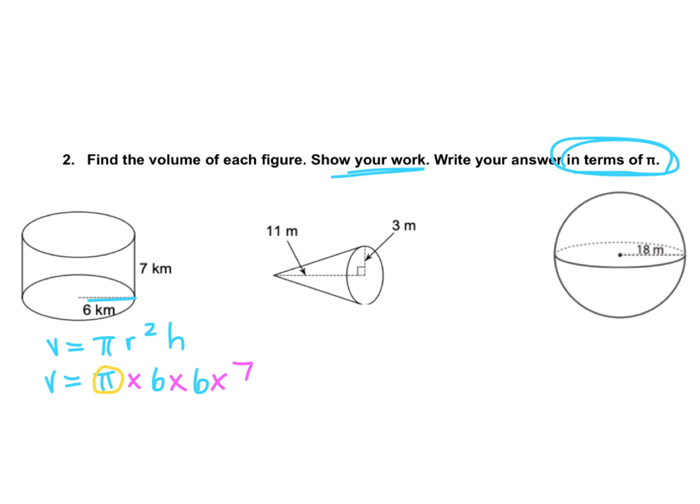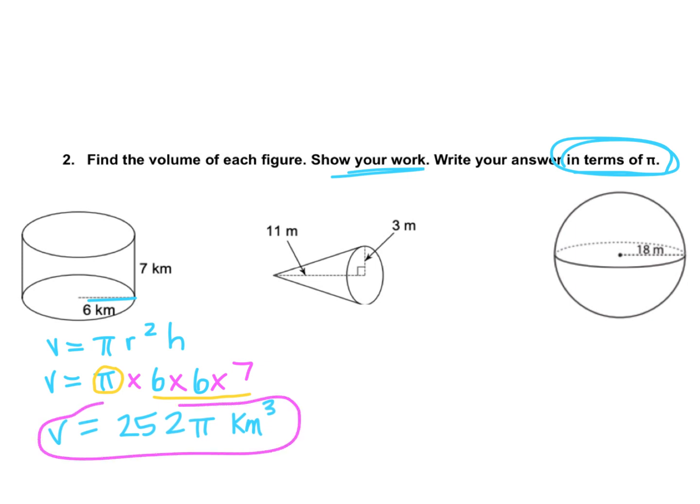Now I just do all of those calculations: 6 times 6 times 7. And do not calculate the pi because this is in terms of pi. That gives us 36 times 7, 252 pi, and then it's kilometers cubed. All of our labels that are 3-dimensional will be to the 3rd power. And again, in terms of pi, don't type in pi at all.